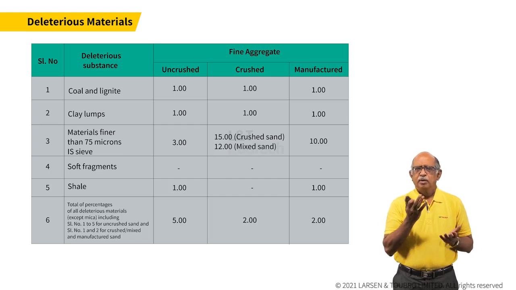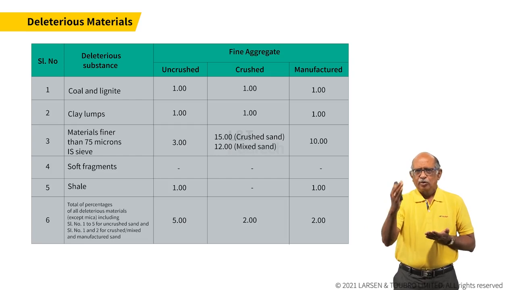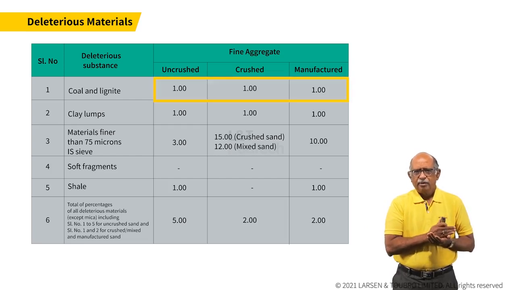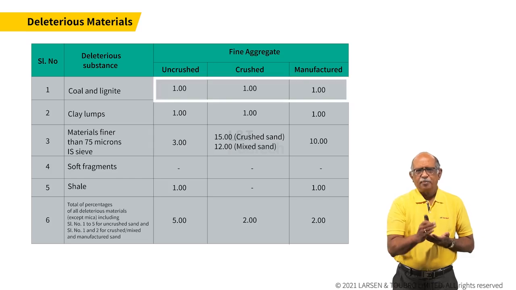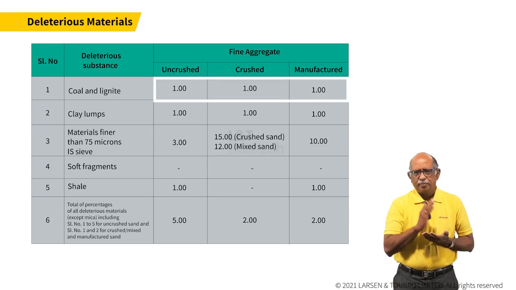It talks about deleterious material in uncrushed, crushed and manufactured aggregate. Three different parameters have been specified. Various limitations also have been specified. That means coal and lignite, for example, for uncrushed aggregate can be 1%, crushed aggregate it can be 1%, manufactured aggregate 1%.